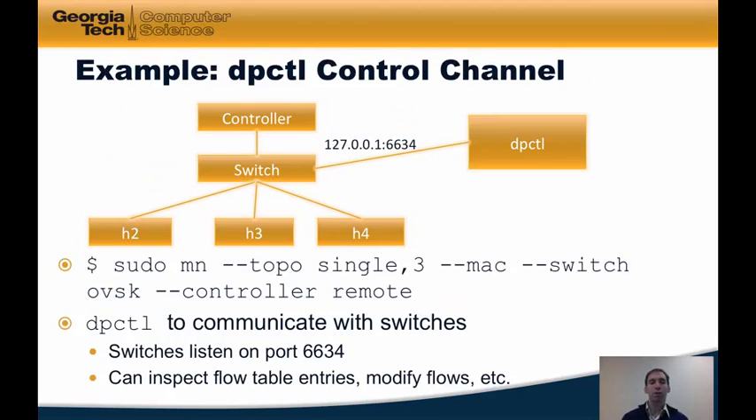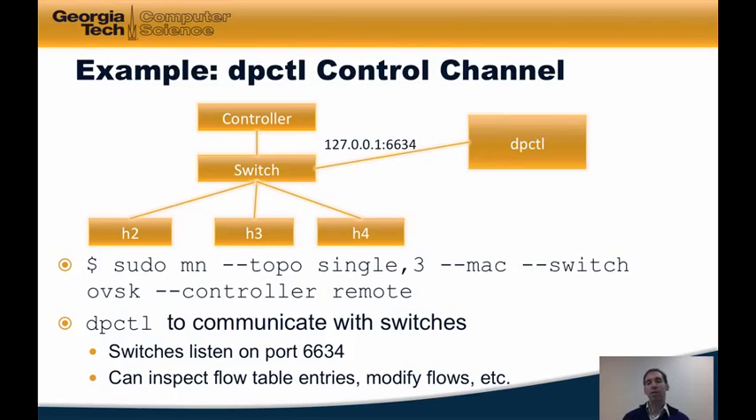An OpenFlow switch, by default, listens on a control port, and even in the absence of a controller, we can talk to the switch using a program called dpctl. The dpctl program allows us to perform operations such as inspecting the flow table entries on the switch, modifying flow table entries, and so forth.